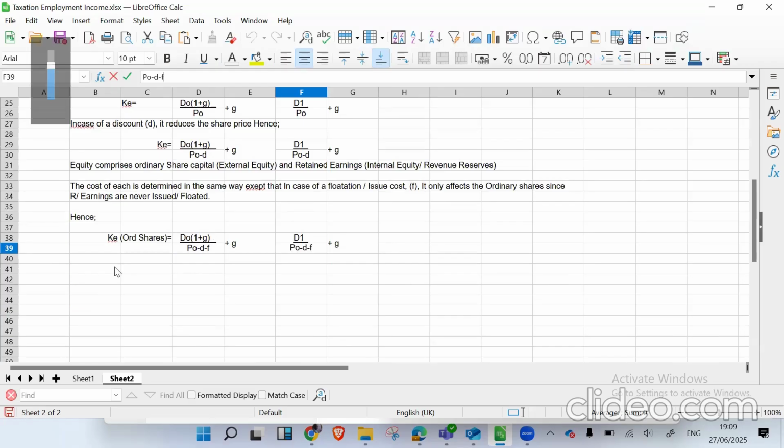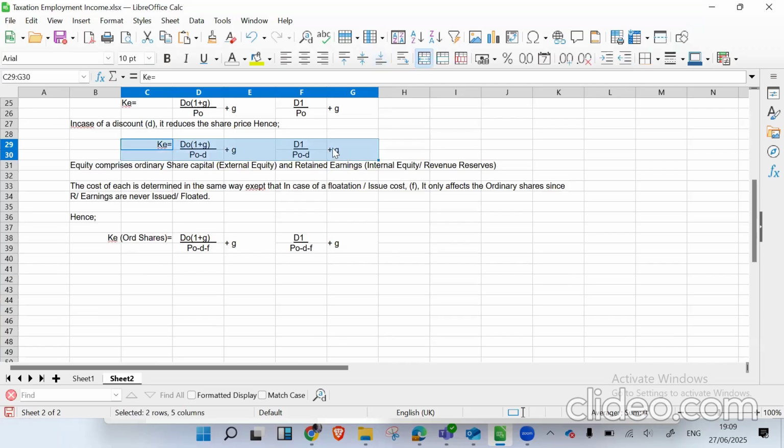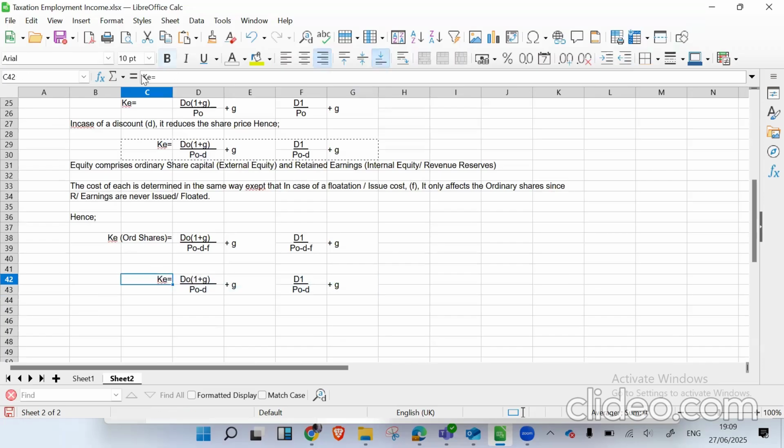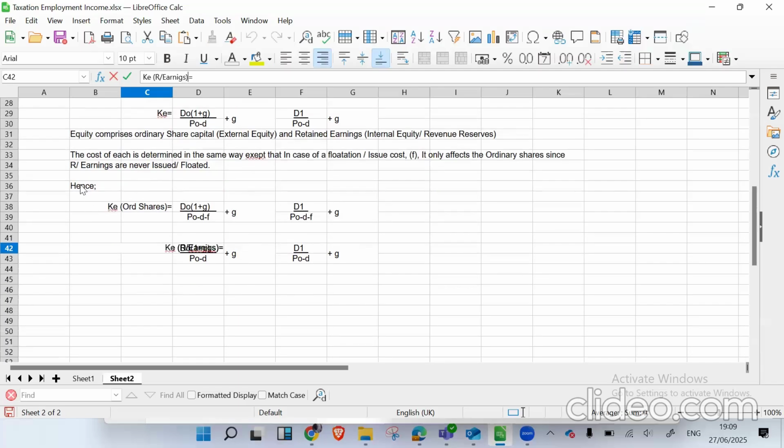That is for ordinary shares, and we shall have another KE for the retained earnings. So KE of retained earnings will remain as it is. No flotation cost. The flotation cost only affects the ordinary shares. They don't affect the retained earnings.